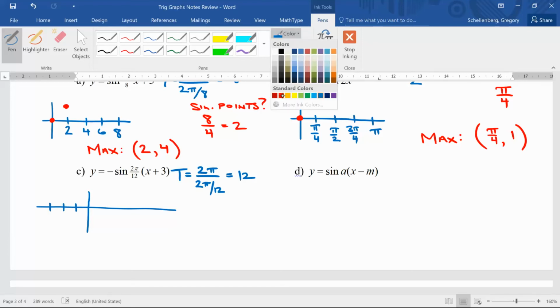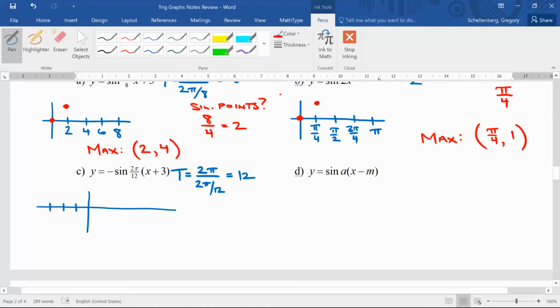This is a sine function. Sine functions start at midpoints. The difference is, this is a negative sine function. So where sine typically increases to begin, if this is reflected over the x-axis, then it's going to decrease to begin. So we've got a phase shift of 3 to the left. The period's 12 divided by 4, our sig points occur every 3 units. So we're going to have a min point at 0.